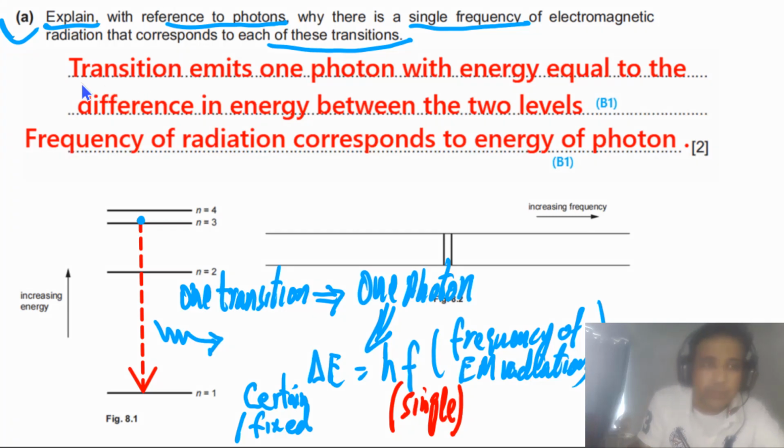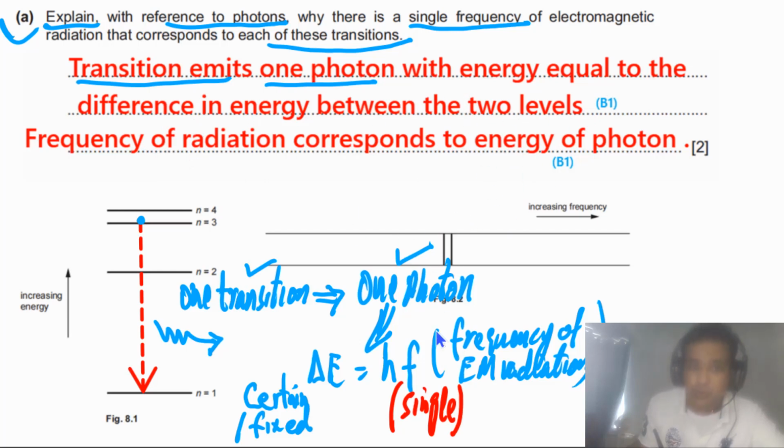The first one, you can say the transition emits one photon, as we have discussed here, one transition, one photon, with energy equal to the difference in energy between the energy levels, meaning between two levels. We have discussed delta E. This is a certain, or fixed, amount of energy, because the energy difference between two energy levels is fixed.